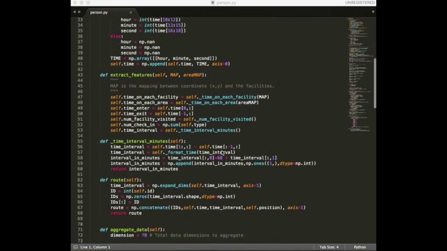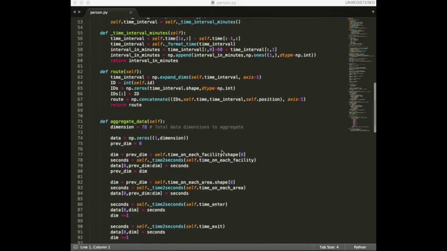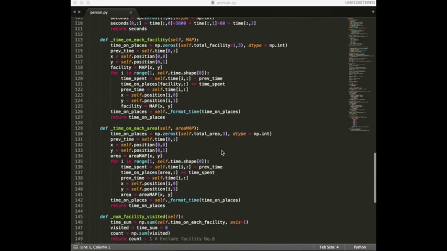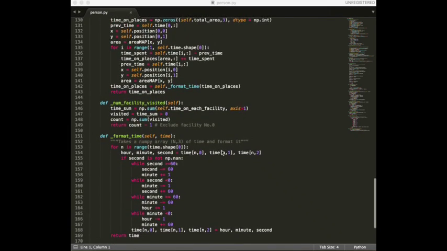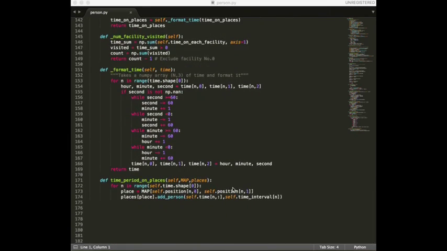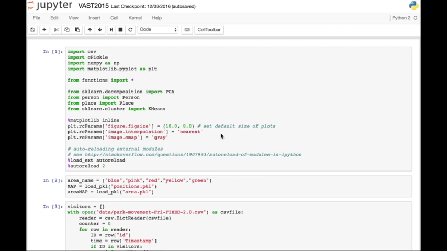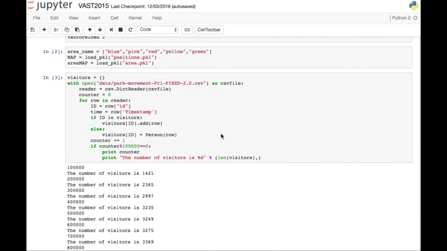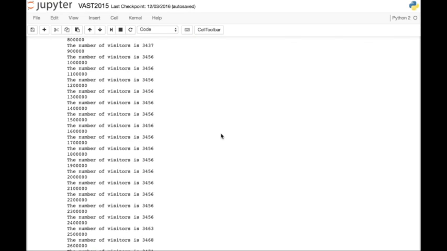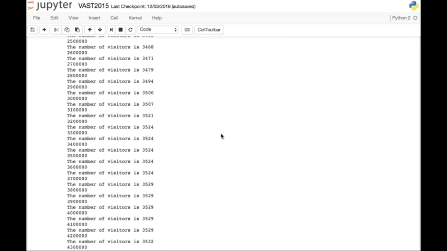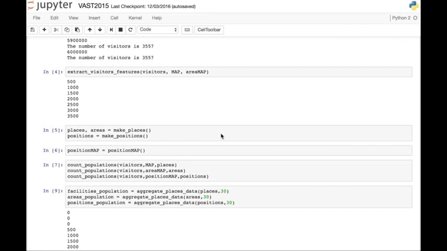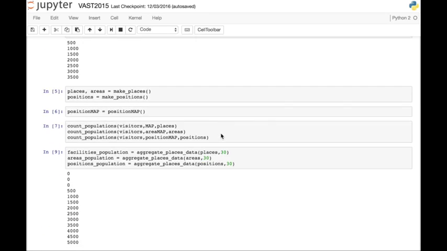For the visitor-oriented visualization, we made a Python class person to process the raw data. We calculated the features of each ID, including the absolute time visited and the time spent in each area and each facility, number of total check-ins that occurred, and the time they entered and exited the park. Based on these extracted features, we used PCA to reduce the number of data dimensions to 2.